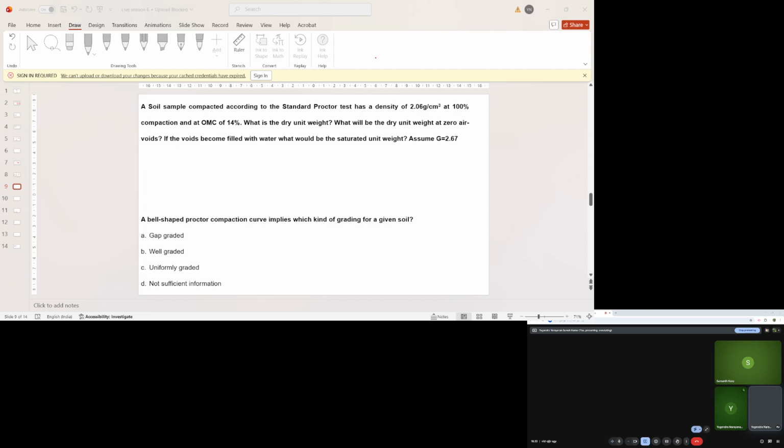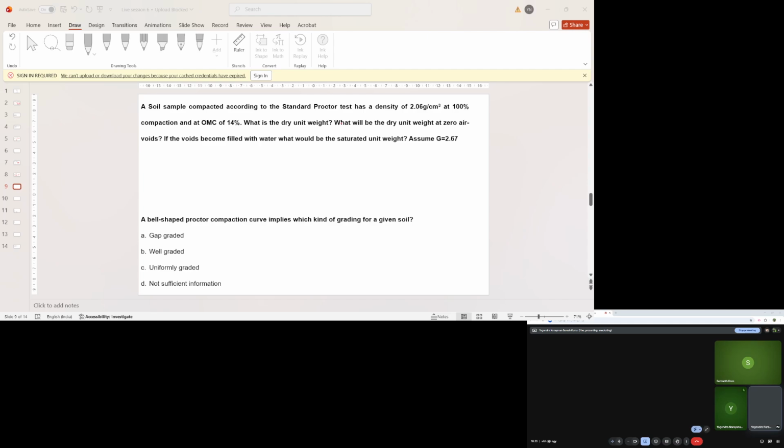Now, if the voids become filled with water, what would be the saturated unit weight? So we need gamma sat, which is equal to total weight by total volume.